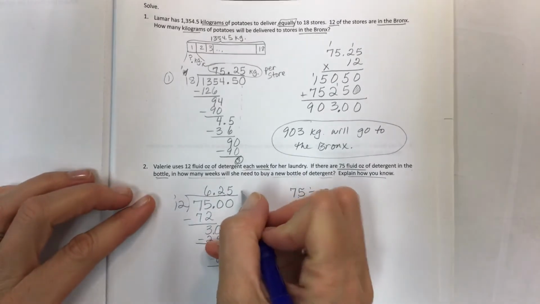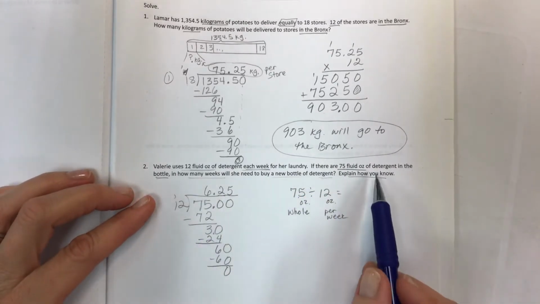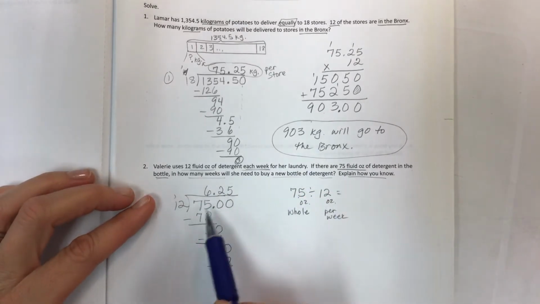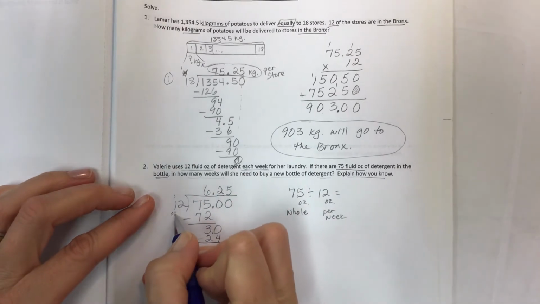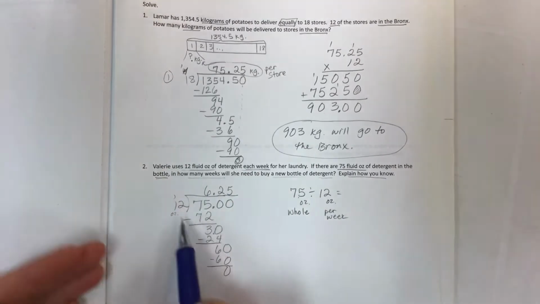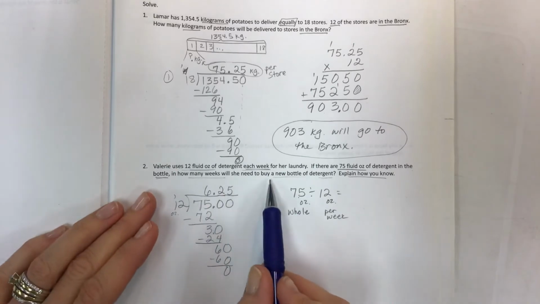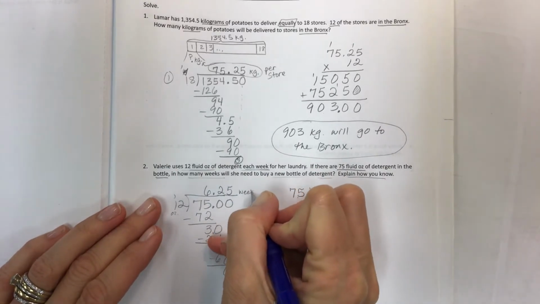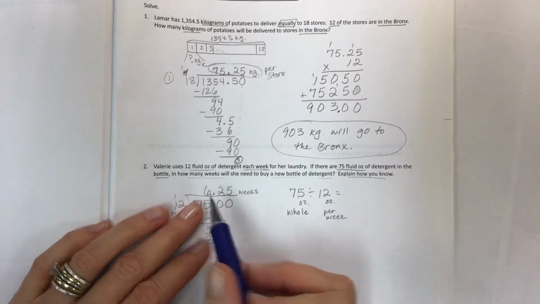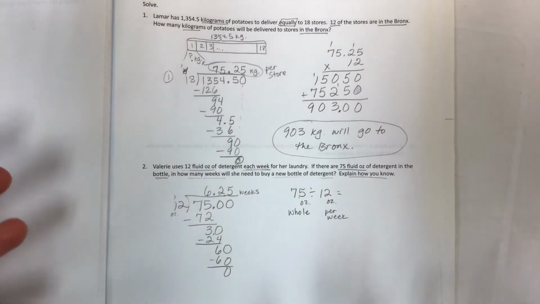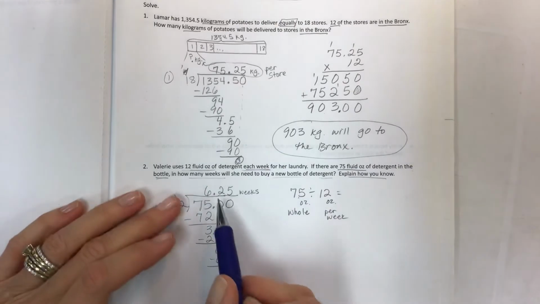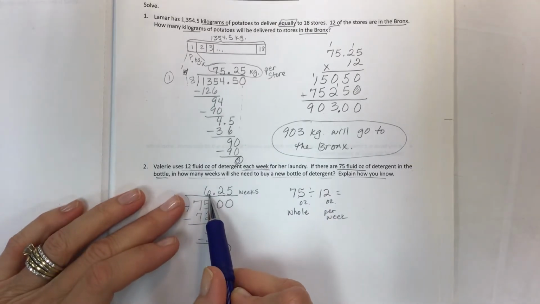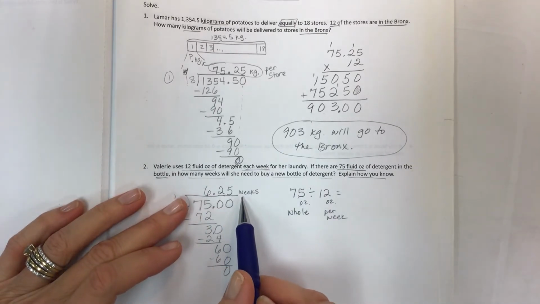So what does this mean? If she has the 12 ounces each week that she uses it, in how many weeks will she need to buy a new bottle? So what does this represent? This represents weeks. So what is 6.25 in weeks? Well, it's more than 6 weeks, but less than 7 weeks.